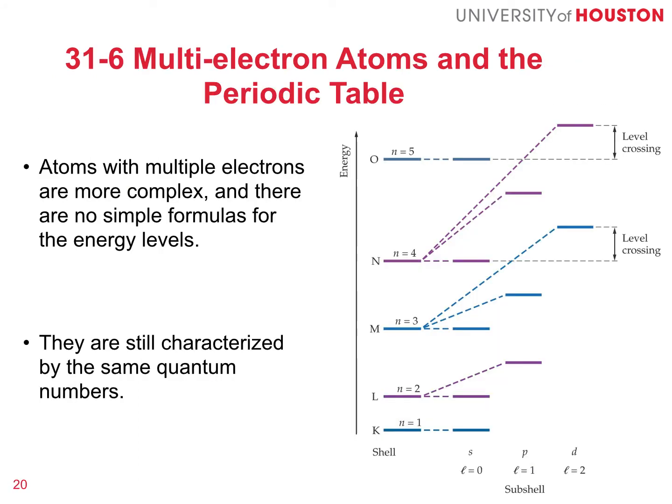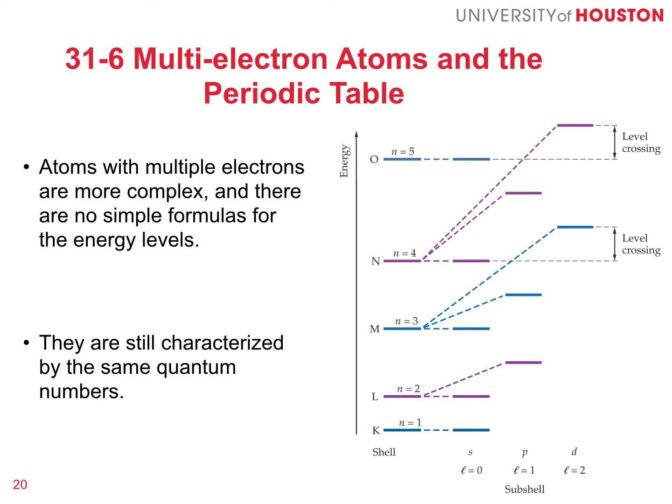Life gets much more complicated when there are multiple electrons in an atom, and there are no simple formulas for the energy levels and how they relate to n. However, we can still characterize multi-electron atoms with the same quantum numbers. So an electron can have a state where n equals 1 and L equals 0 and ml is 0 and ms is a half, etc.